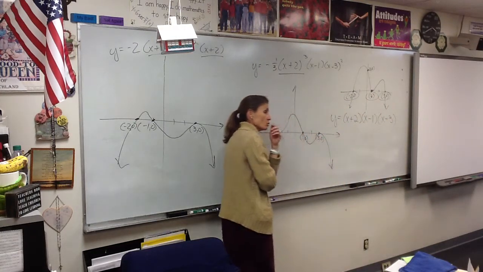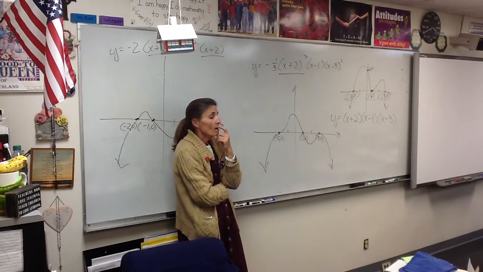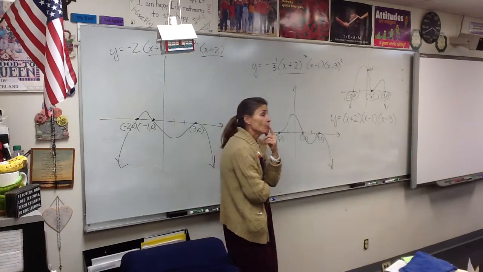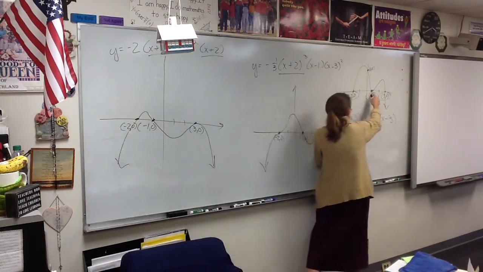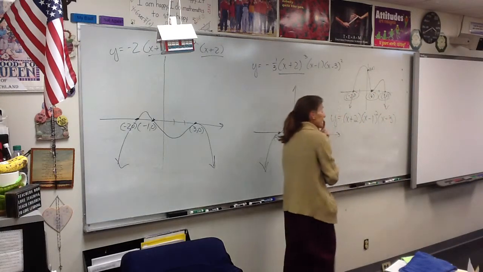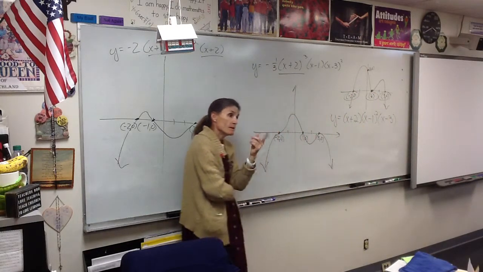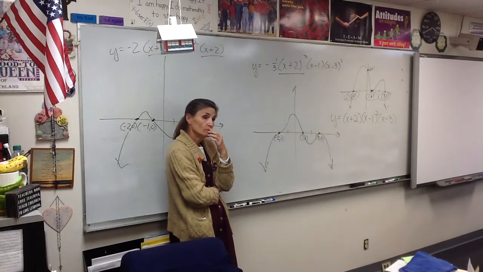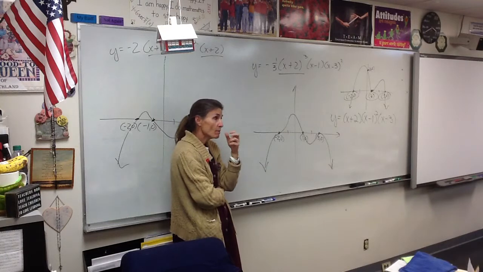Now look carefully at your picture. Are any of them squared? This one has to be squared. Why does that have to be squared? Because it's bouncing off. Are you okay with that so far?